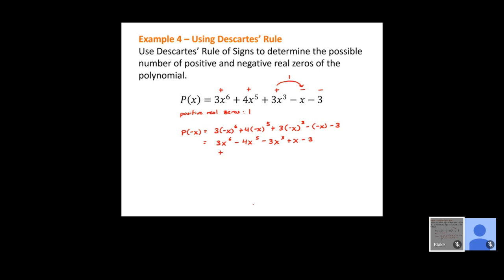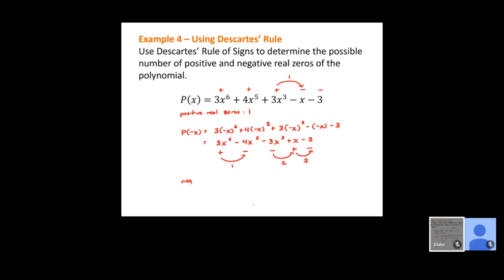My first term is a positive. My next term is a negative. Negative 3x cubed is a negative. Positive x is positive, and then negative 3 is negative. So we start with a positive, and we're only looking for sign changes. From positive to negative, that's one sign change. Then it goes from negative to negative, which is not a change. Then it goes from negative to positive, that's a second sign change. And finally, we go from a positive to a negative, that's a third sign change.